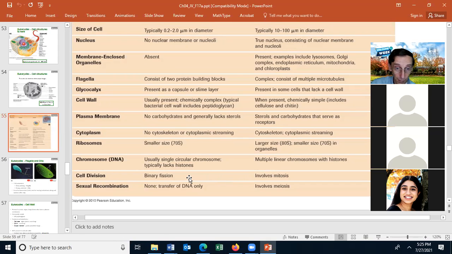Cell division differs. Prokaryotes divide by binary fission. Eukaryotes divide by mitosis. Sexual recombination, there is essentially none, but they can exchange, well, mainly plasmids. We'll talk about plasmids if you don't remember. And then in eukaryotes, they can engage in sexual recombination by meiosis. Any question about any of that?